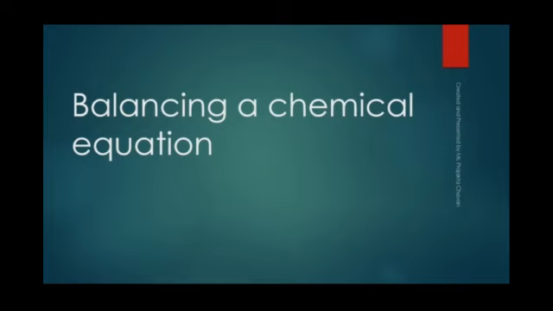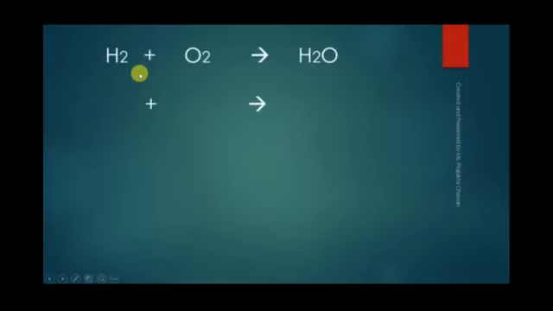The next topic that we are going to study is balancing a chemical equation. Students, we will be learning this topic with the help of a few steps. To understand it, I have sorted out 3 different chemical equations with the help of which we will be learning balancing chemical equations. So let us go to our first chemical equation, that is H2 plus O2 gives H2O.